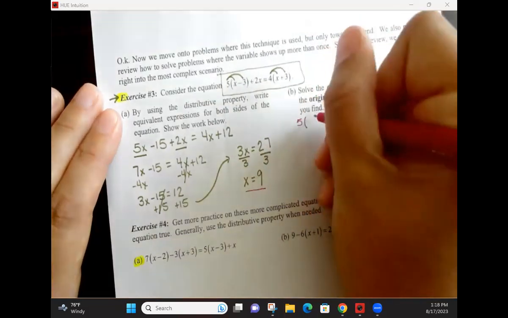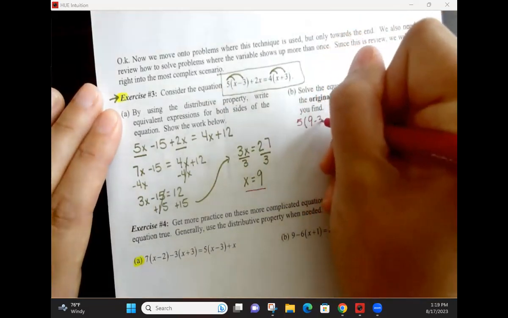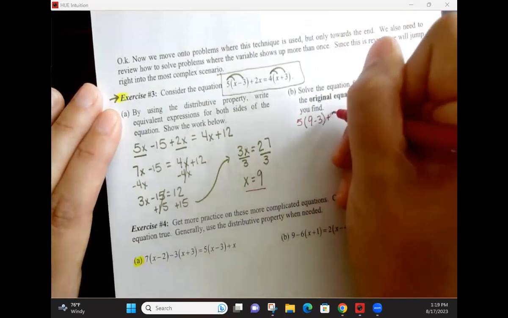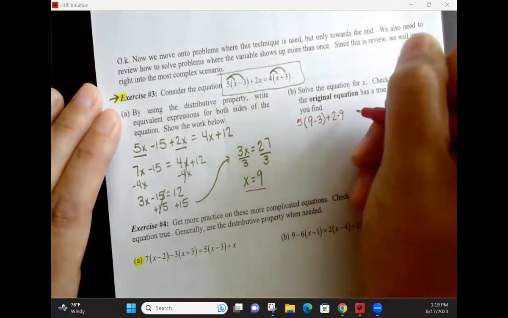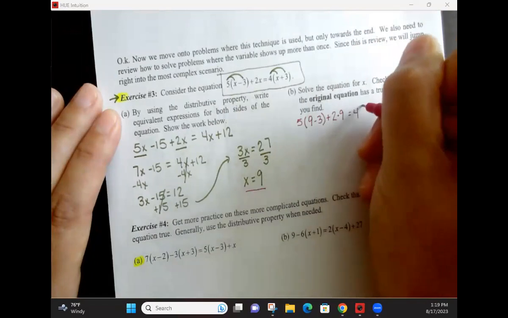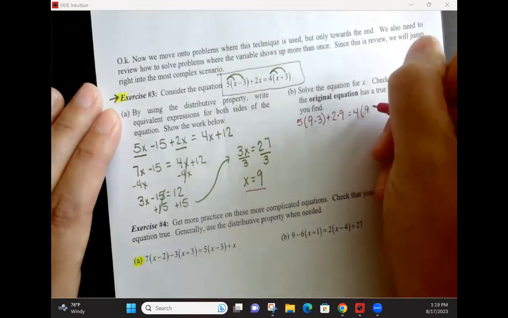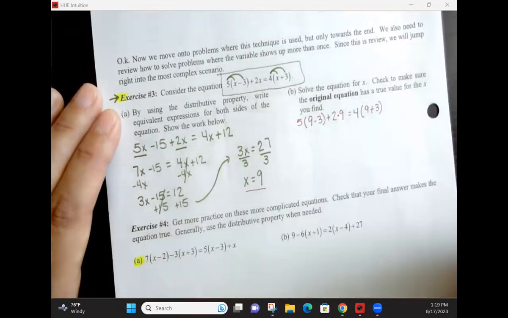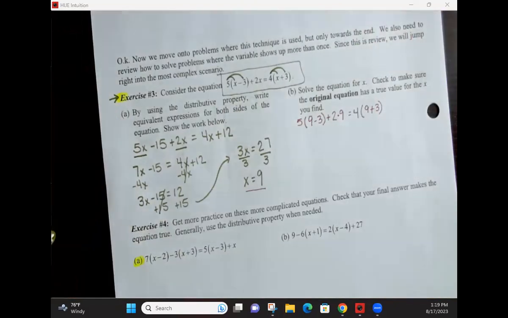This would be 5 times 9 minus 3 plus 2 times 9 equals 4 times 9 plus 3. So anywhere I saw an x, I put in 9. And now I'm going to simplify. If 9 is the correct solution to my equation, that means when I simplify, the left side is going to be equal to the right side. It's going to match.